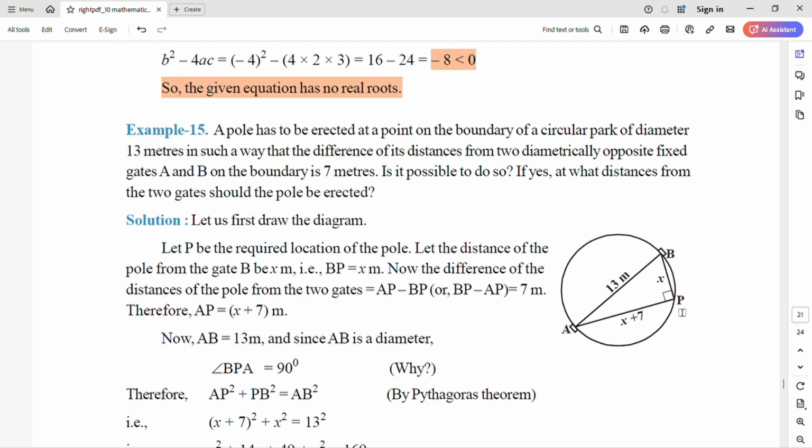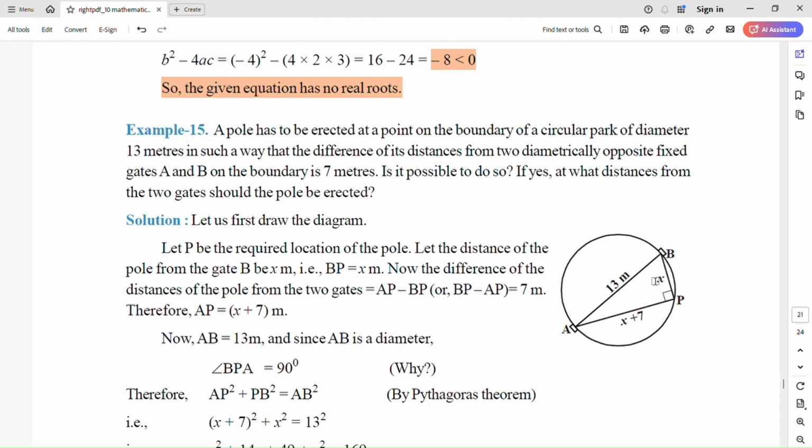And a pole has to be erected on the circle, the perimeter of the circle basically, so that the difference of distances from the two gates should be 7 meters. That means if the distance from B is x, then the distance from A should be x plus 7.